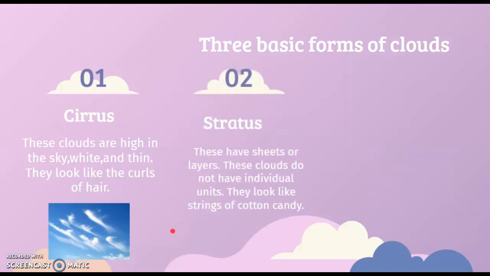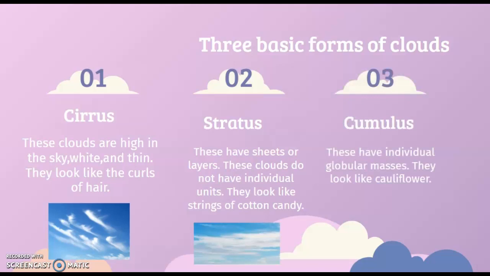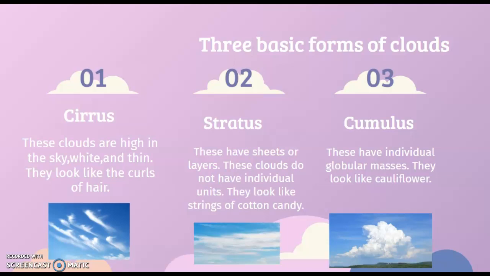The second form is a stratus. These have sheets or layers. These clouds do not have individual units. They look like strings of cotton candy. The third basic form of clouds are called cumulus. These have individual globular masses. They kind of look like cauliflower.